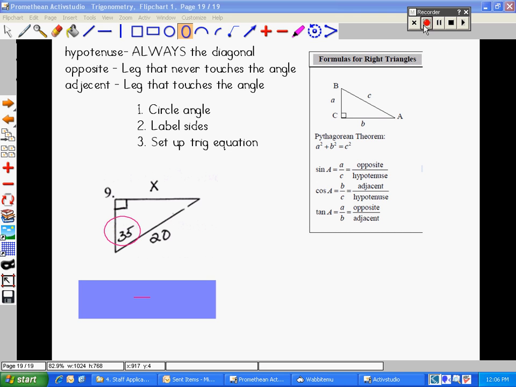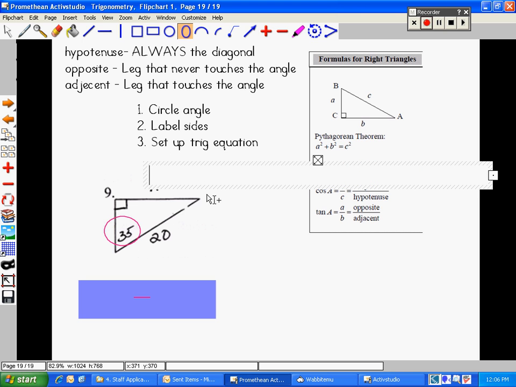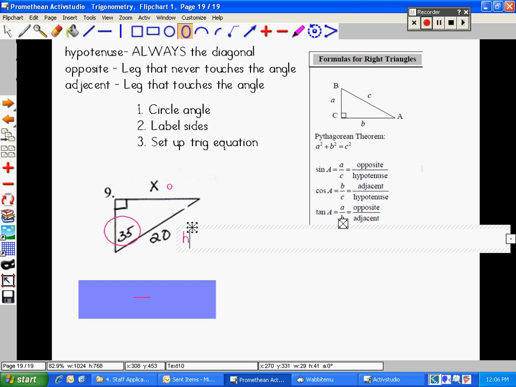The side in which x is on does not touch the angle 35. So I'm going to label that side as my opposite side. I'm going to label it with an O. The x is on the opposite side of the angle. The 20 is on the diagonal, or the hypotenuse. The hypotenuse is always the diagonal one across from the 90 degrees. So the sides that I'm given are opposite and hypotenuse.